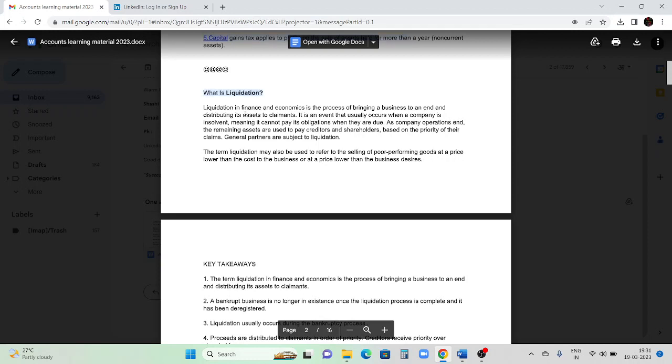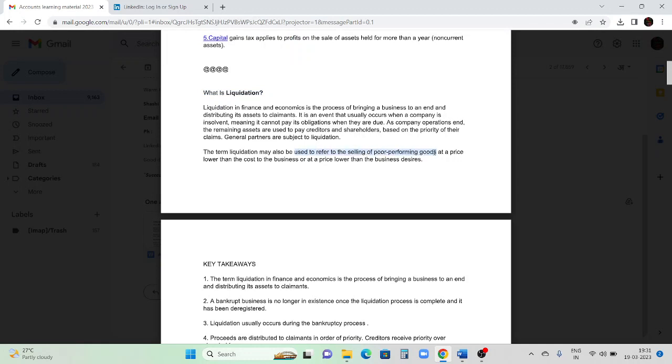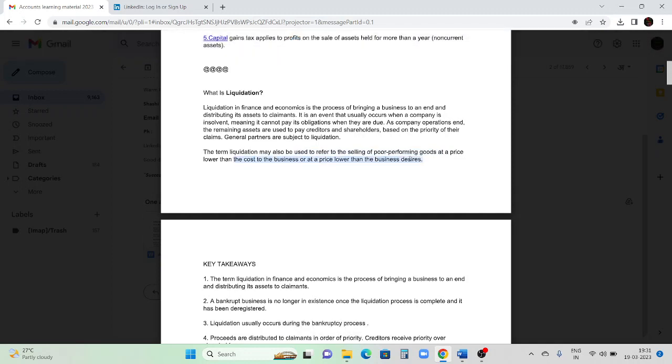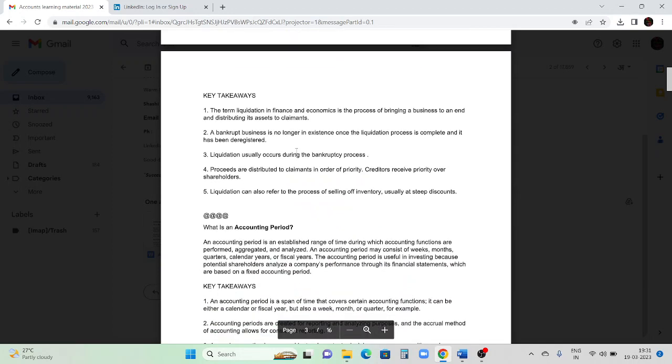What is liquidation? Liquidation refers to the selling of poor performing goods at a price lower than the cost to the business, or at a price lower than the business desires. The term liquidation in finance and economics is the process of bringing a business to an end and distributing its assets to claimants. So, bringing the business to an end, the end of the business.